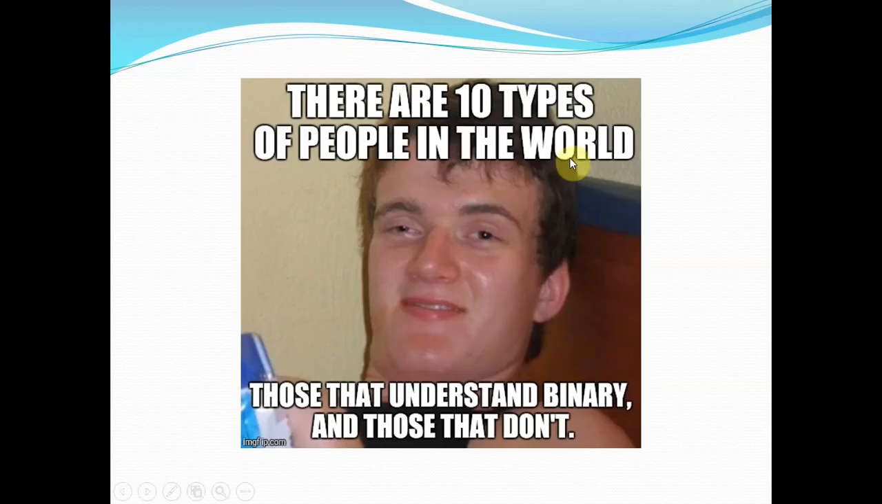Now, I believe we can now understand what this meme really means. There are 10 types of people in the world, those that understand binary and those that don't. Where are the 8 here? It says that there are 10, but actually the 10 here represents binary. So there are 2 types of people in the world. 10 in binary is 2. This is under the 1's place and this is under the 2's place. So there are 2 types of people in the world, those that understand binary and those that don't.